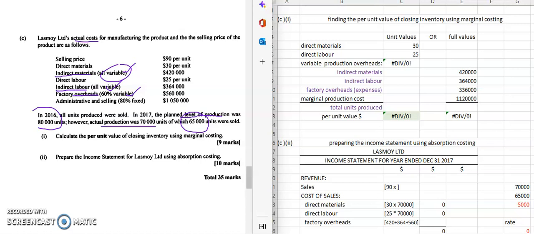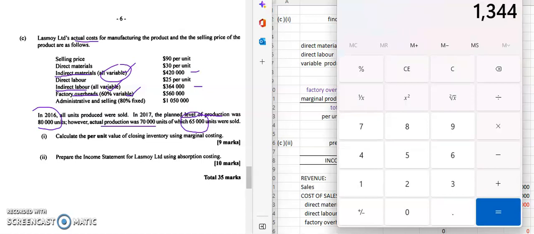All right, so we were given some overhead figures. We were told that the indirect materials were 420,000, right? The indirect labor was 364,000, and the indirect overheads, factory overheads, right, was 60% of this 560. Now 60% of 560, if we were to calculate that, so let's bring up the calculator.